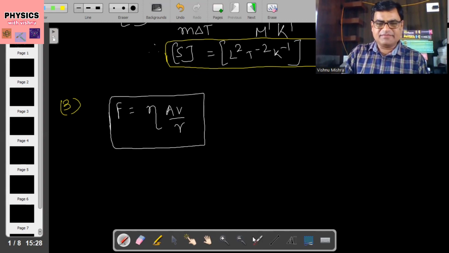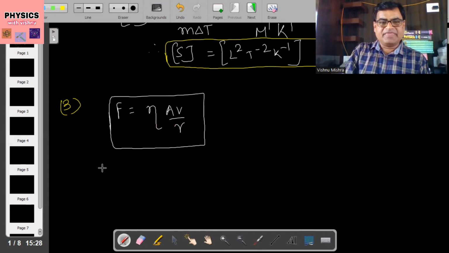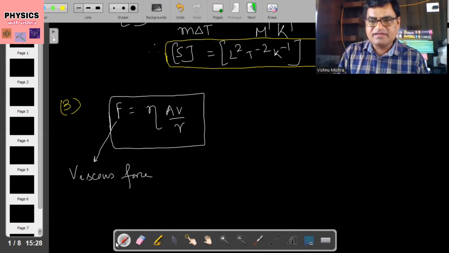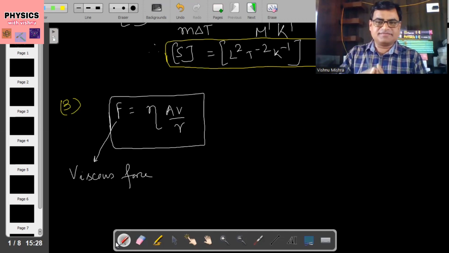You will get the formula in the individual chapter, so don't worry. Only the constant dimension you have to find out. Clear? So F is viscous force. In the liquid chapter we will get viscous force. We can say that mustard oil is more viscous than water. Water is less viscous than oil. That is viscous force.